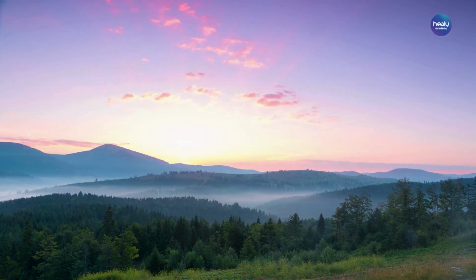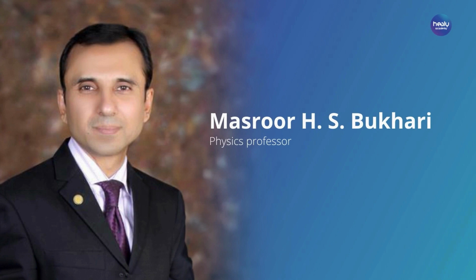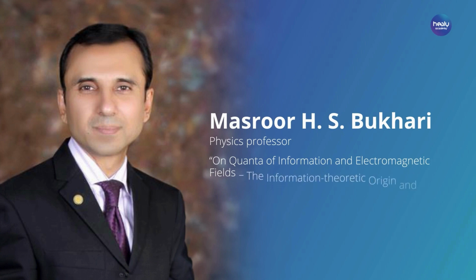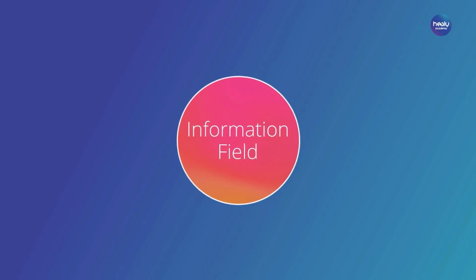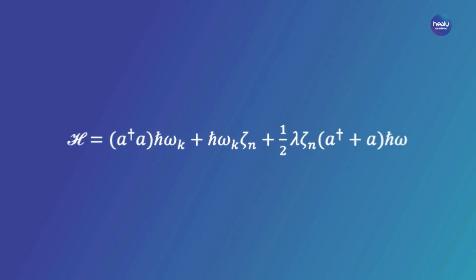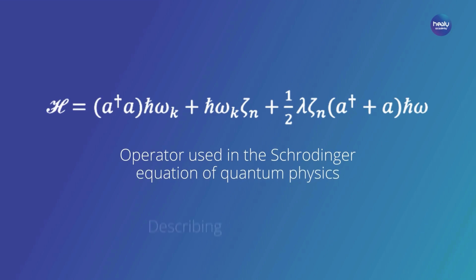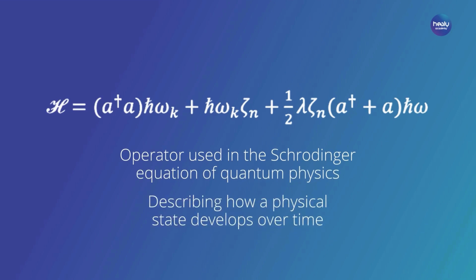Ordering influences of quantum vacuum states are generally manifested in the decrease of entropy in the system, which is otherwise dominated by quantum fluctuations. Here is a concept by physics professor Masroor H.S. Bukhari, the author of a paper titled On Quanta of Information and Electromagnetic Fields: The Information Theoretic Origin and Structure of Quantum Fields. He developed the notion of the information field which exchanges energy with electromagnetic fields. He developed a so-called Hamiltonian, which is an operator used in the Schrödinger equation of quantum physics to describe how a physical state develops over time.